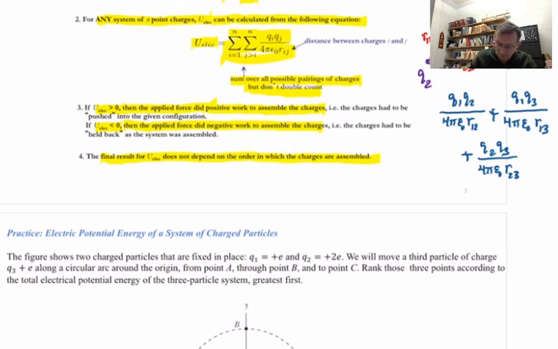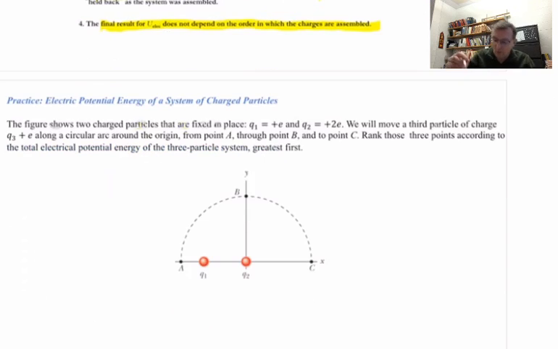Okay? All right, so let's just close the video with a little class engagement situation for Blackboard. And it goes like this. We've got a figure, you can see it here. It shows two charged particles that are fixed in place. Q1 is positively charged with a charge plus little e. Q2, which is clearly at the origin of an xy coordinate system, also has positive charge plus 2 little e.